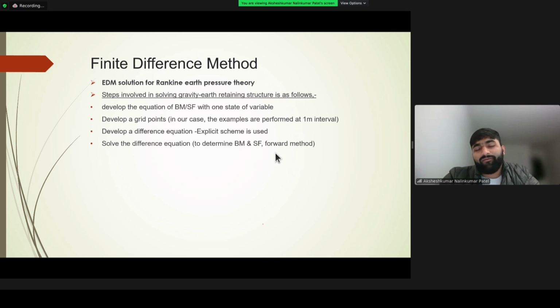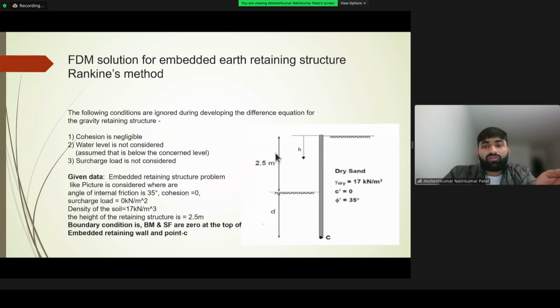And we can also develop the difference equation by the expected schemes which are used in that. After that we can solve the difference equation, and we can easily find the bending moment and shear force by using the forward method. We can also use some numerical methods and find the deflection too.